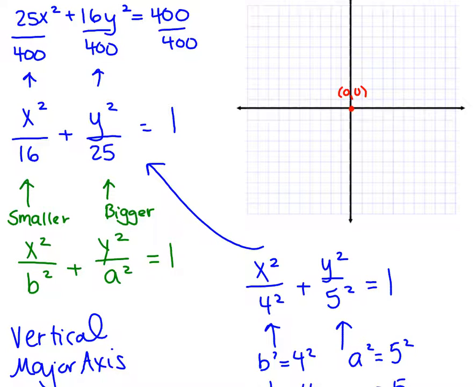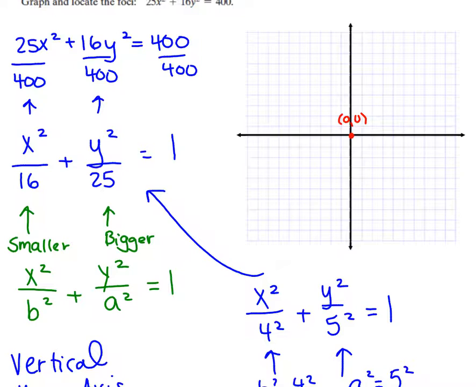I'm going to go ahead and set up my coordinate plane. 1, 2, 3, 4. 1, 2, 3, 4. Major axis, 1, 2, 3, 4, 5, and then down 5. Okay. So our major axis is vertical. Our A value is 5. So we're going to go up 5 and down 5. This is over 0, 5, over 0, negative 5. So there's our first 2 points. Our major axis length is 10 units.